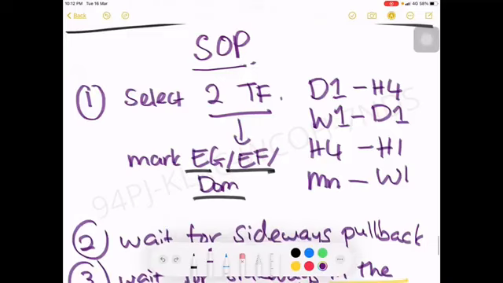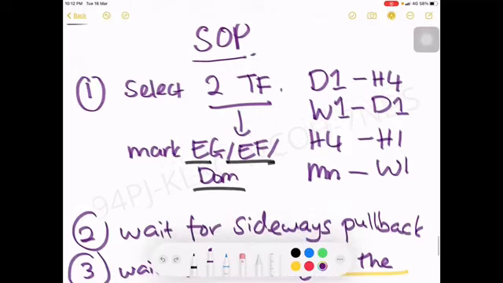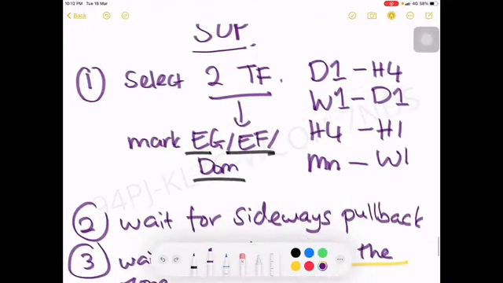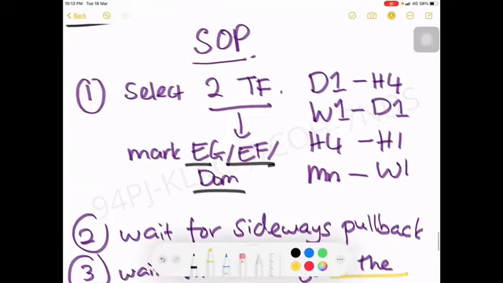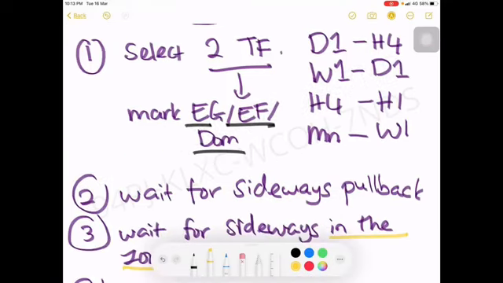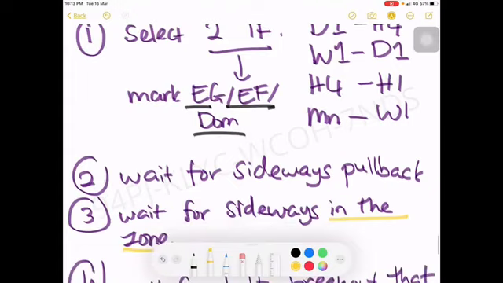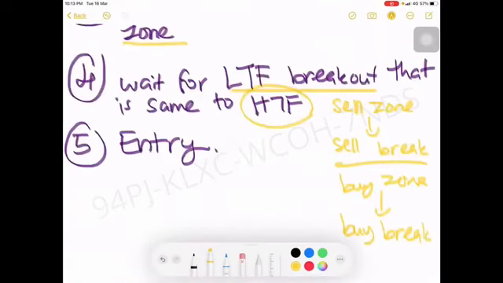That is same to, I will show it to you later in the chart. There are only 5 steps. If you selected daily, then you're gonna have to wait for the zone, and then you're gonna wait for the break, same as high time frame. It means that if you mark the zone, there's only 5 steps.